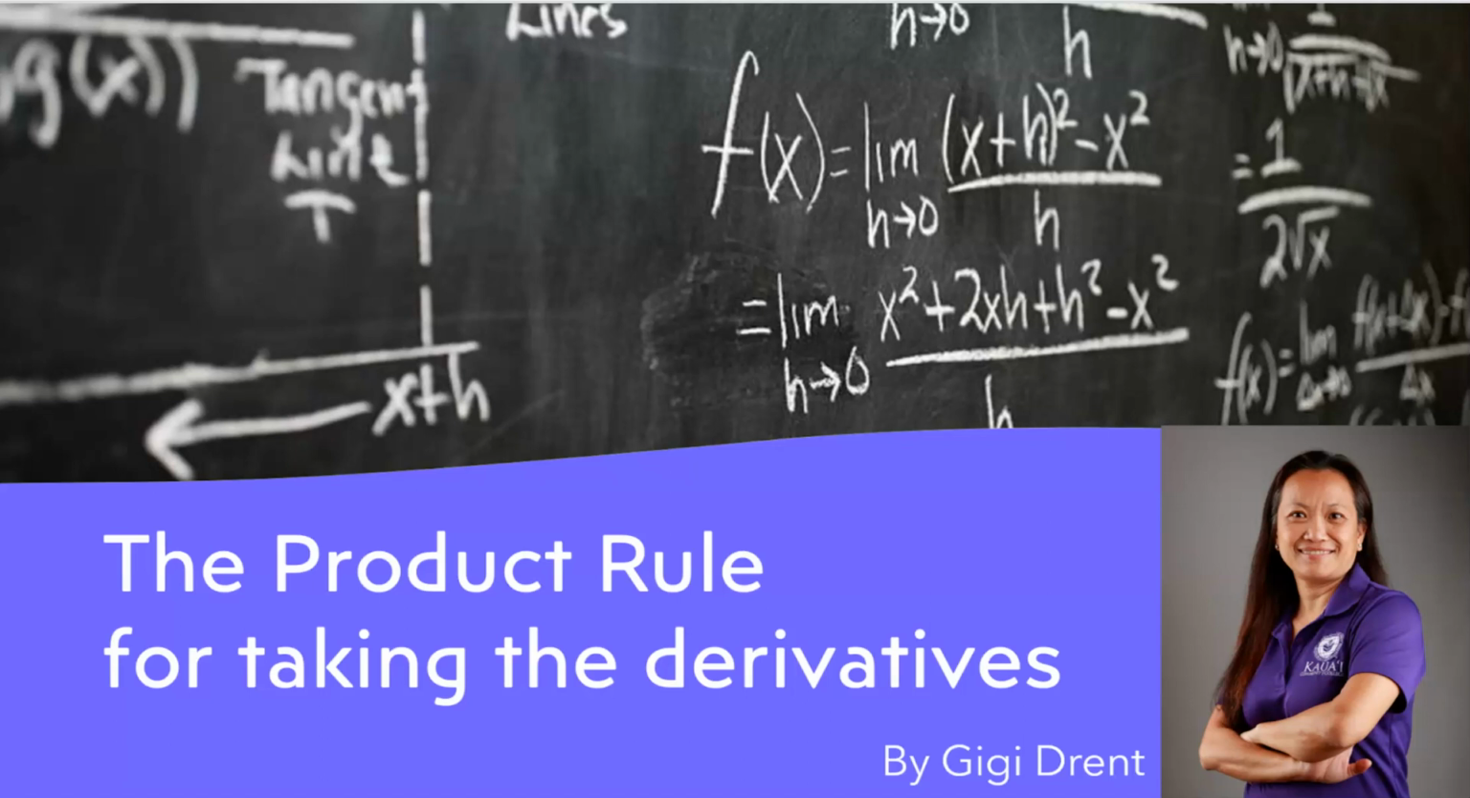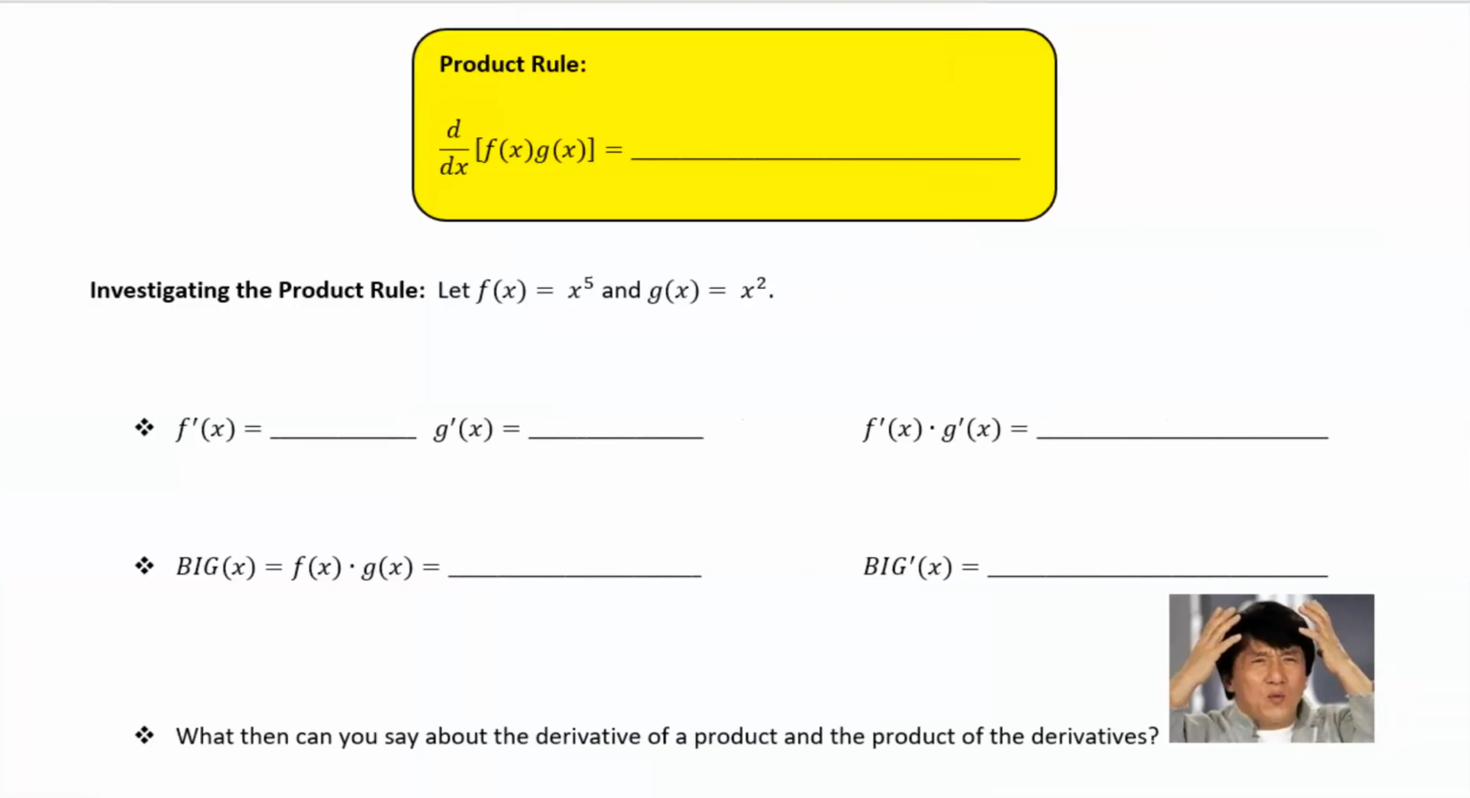We are going to go over the product rule for taking derivatives, okay? From the previous lesson, you know that the derivative of a sum is the sum of the derivatives, and it works the same way with subtraction. The question we want to ask here is, what if you have a product? Meaning, what is the derivative of a product?